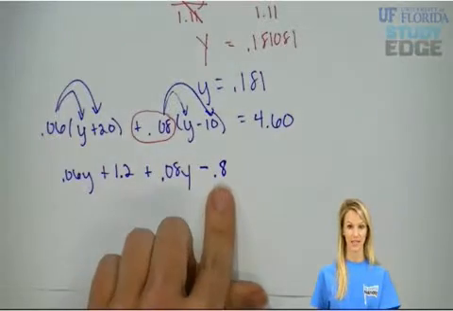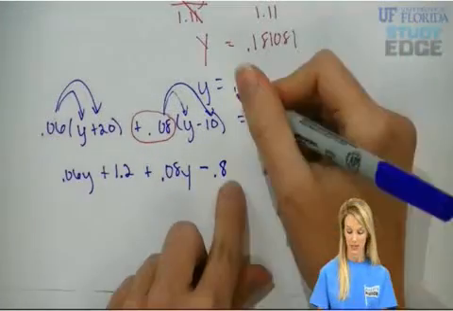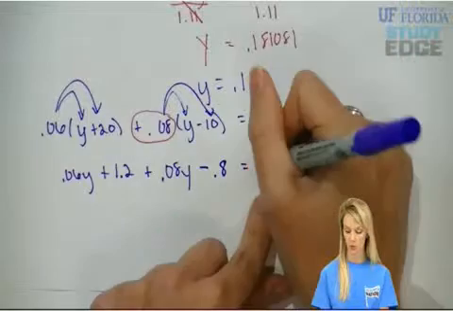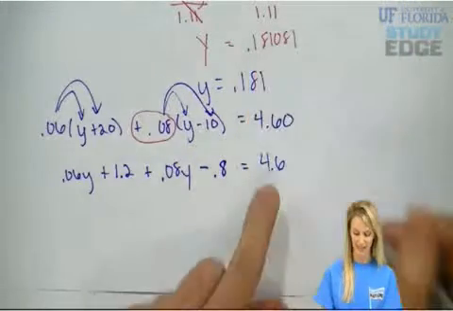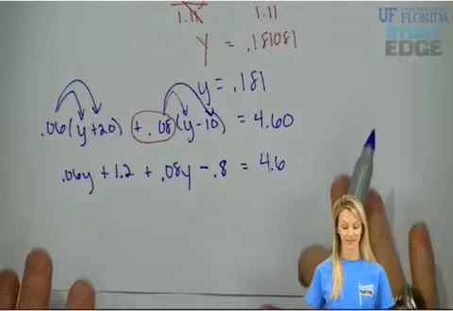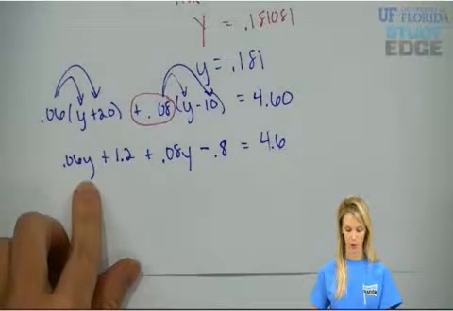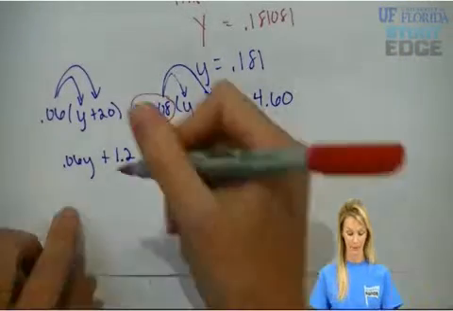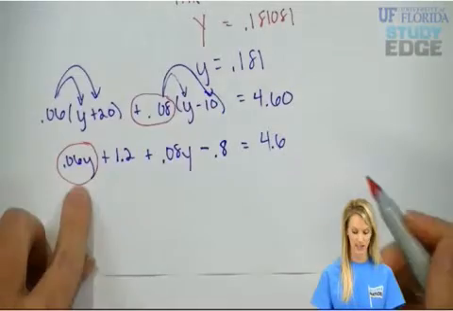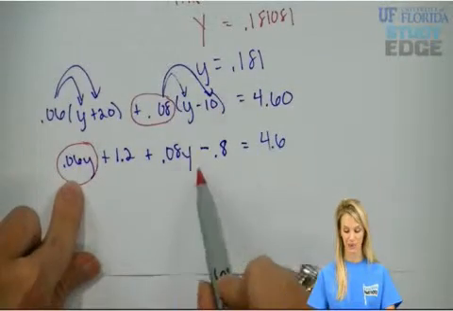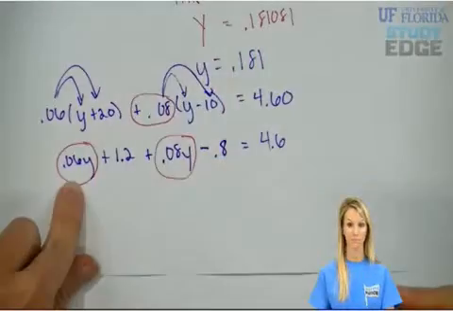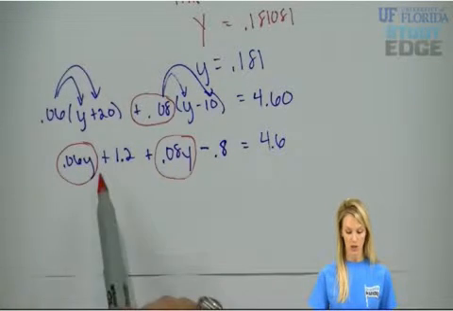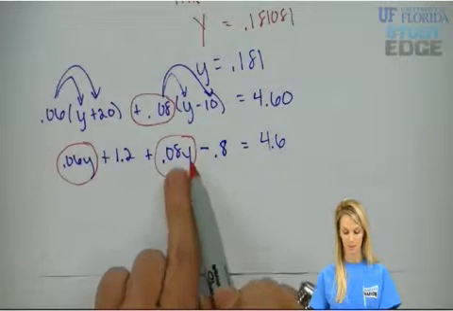All right, are we done? Well, we're done with that distributing. So let's set all of that equal to our right side of the equation, which is 4.6. Now what do we do? We've got to combine like terms. So let's look at this left side of our equation and see what terms we can combine. My first one is 0.06y. I want to combine that with anything that has a y. Well, this 0.08y can be combined. They're like terms. So 0.06y plus 0.08y.